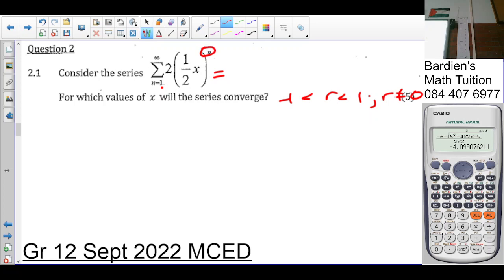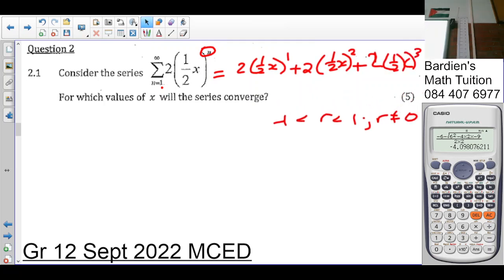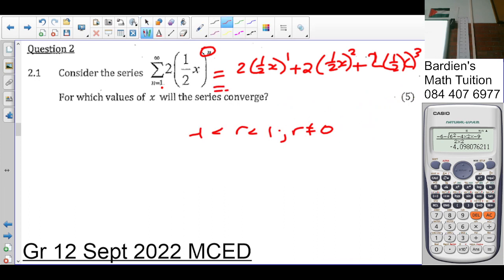So I put 1 in for n, I will get 2 times a half x to the 1 plus. The next term is going to be, n is now 2. So it's 2 times a half x squared plus 2 into a half x raised to the power 3, and so on. Okay. So that simplifies into x plus a half x squared plus 1 over 4 x cubed plus and so on.